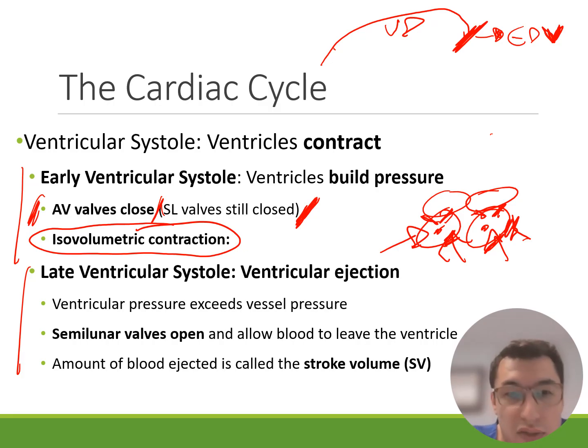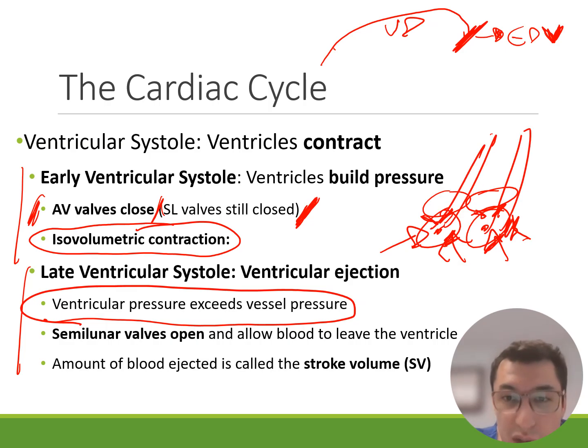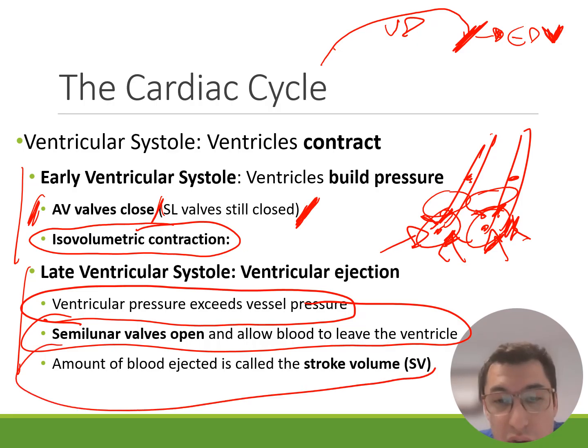And within the late phase, we have enough pressure to go into systemic and pulmonic circulation. So pulmonic from the right ventricle and systemic from the left ventricle. The semilunar valves are open now. Now the amount of blood that is ejected from each ventricle is called the stroke volume.